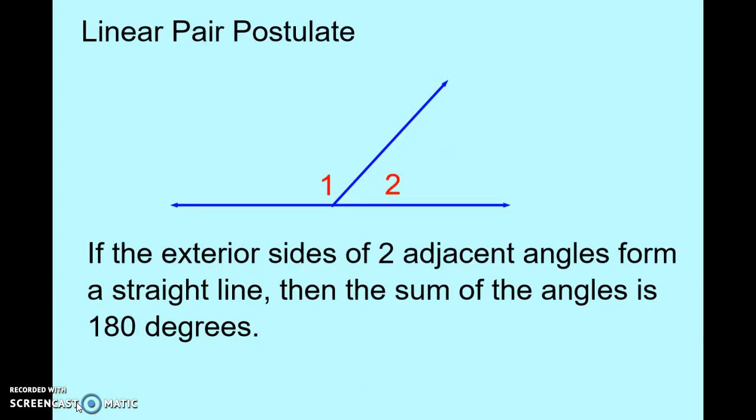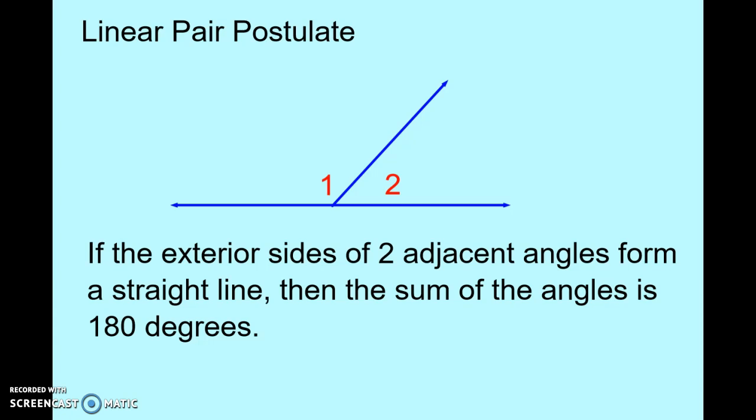This last postulate is something that we've been using in class. However, we've not identified the real reason why we were allowed to do the things that we've been doing. This concept doesn't show up until Chapter 2, but I would like to give it to you now. This is called the linear pair postulate.